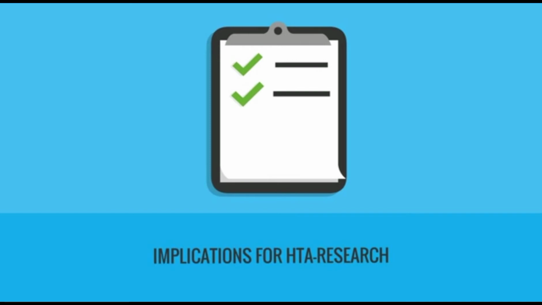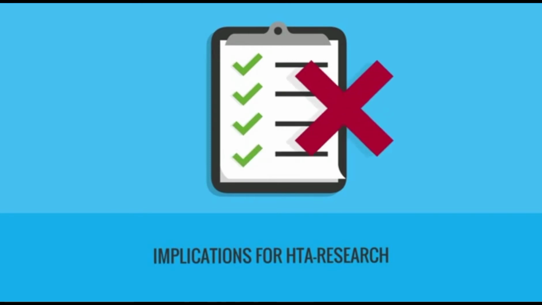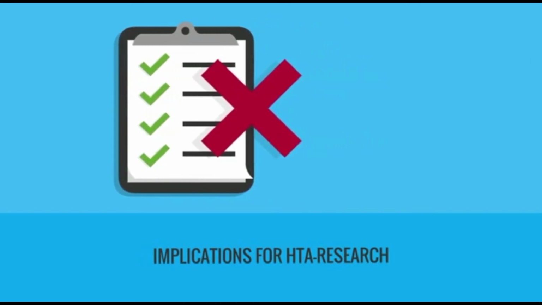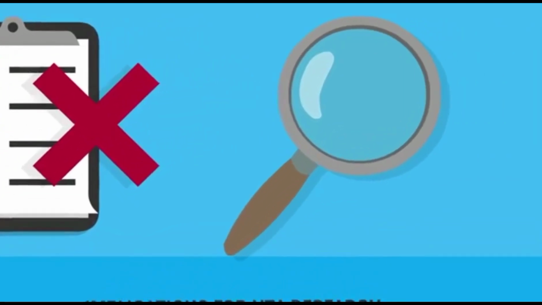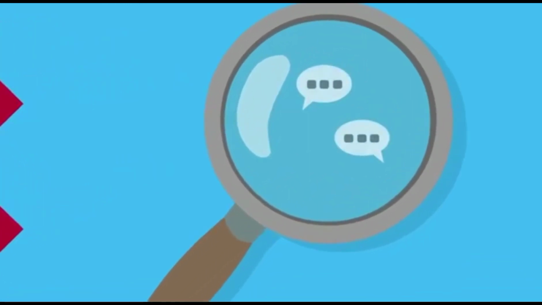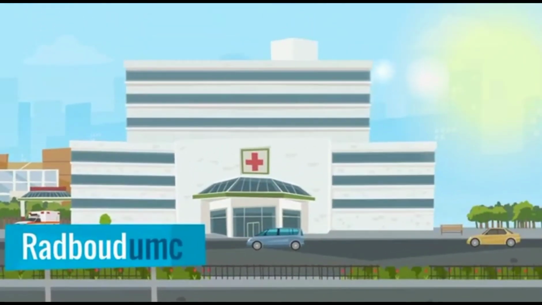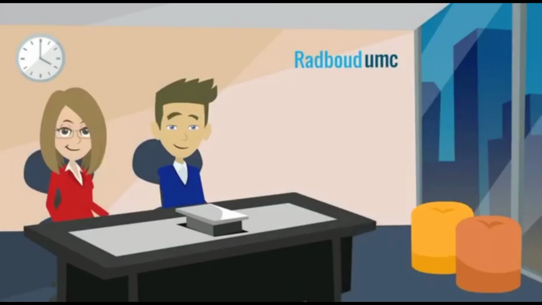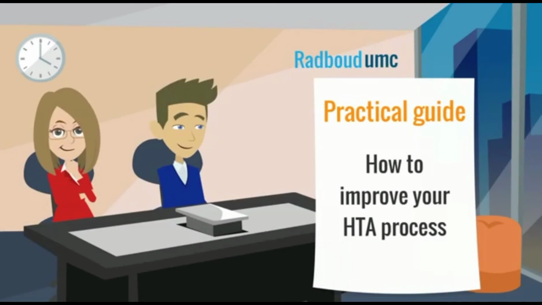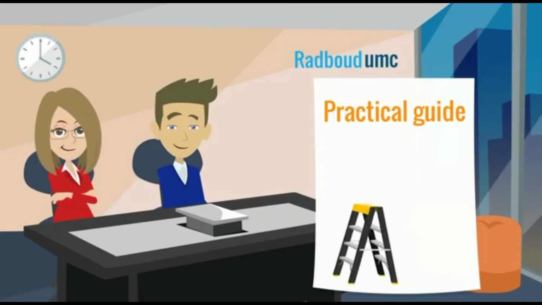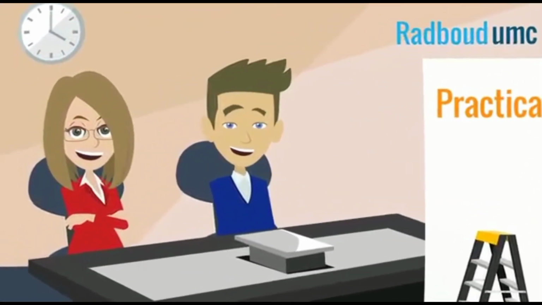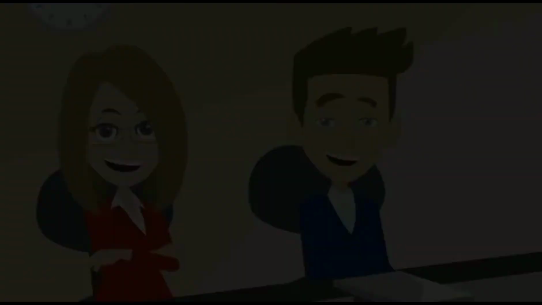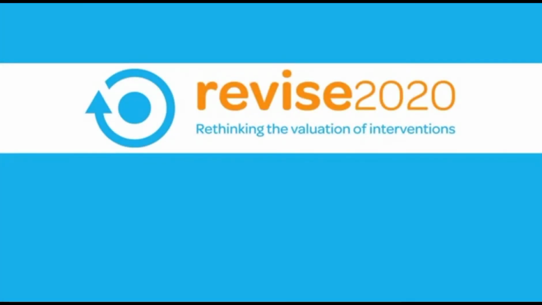HTA researchers should no longer provide a standard set of evidence on safety, effectiveness, and cost-effectiveness of technologies. Instead, they should interact better with policymakers and stakeholders and organize their evidence collection accordingly. Radboud UMC is now developing practical guidance on how agencies can best organize their processes. Depending on their specific context, these agencies can choose to take smaller or bigger steps to improve the legitimacy of their decisions.